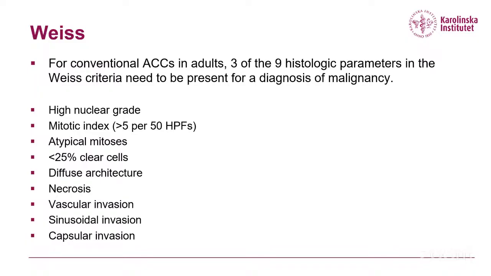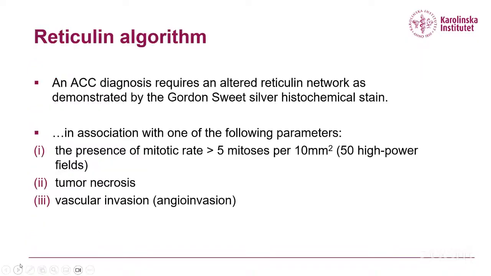But again, also vascular, capsular or sinusoidal invasion are important parameters, which will also point you towards the diagnosis of ACC. The reticulin algorithm is much younger, and it works as follows. You need to perform a Gordon-Sweet silver histochemical stain to visualize the reticulin network of the adrenocortical tumor. And if this network is aberrant, altered or expanded, which is not seen in adenoma, then the suspicion of carcinoma will lead you to associate this finding with one of the following parameters.